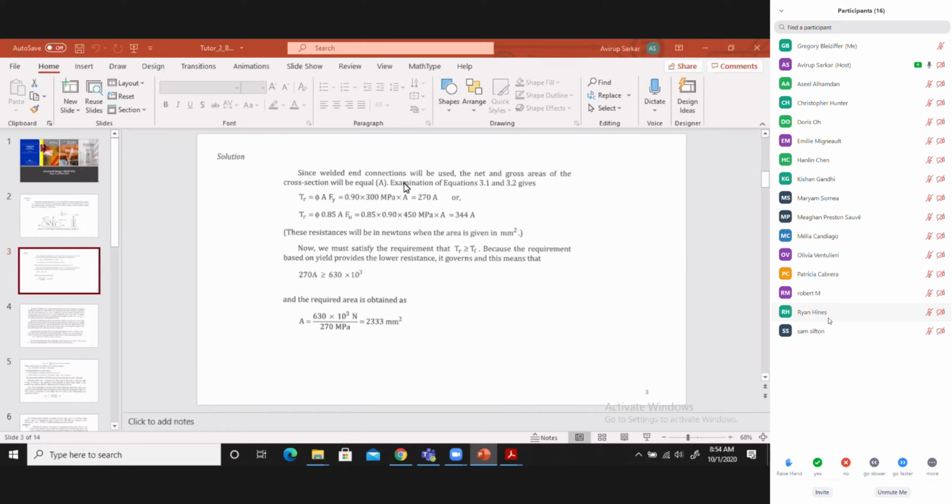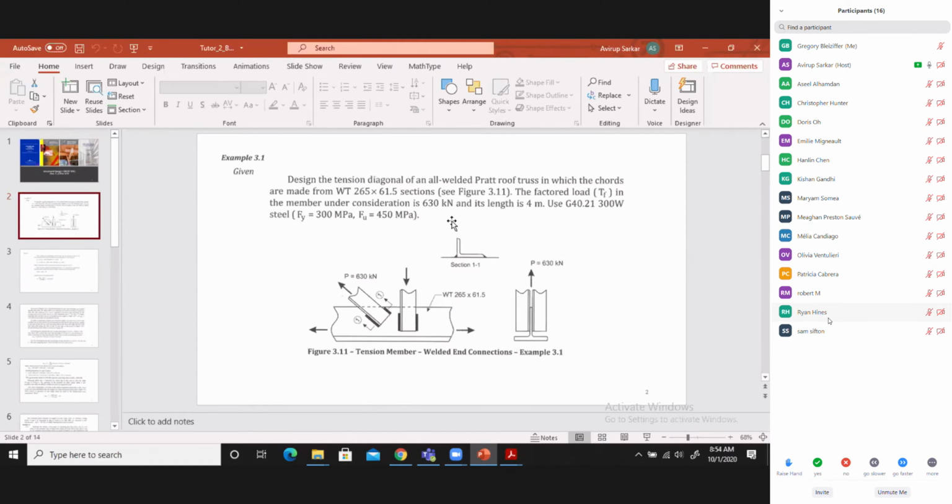So let's see what we get here. The two capacities which we get from equation 3.1 and 3.2 in terms of the area are 270A and 344A. Okay, so we take the lower one because if the lower capacity is greater than the factored load, then obviously the higher capacity will be greater than the factored load. So we take the lower value of the two and we equate it to the factored load acting on the section, 630 kilonewtons. As you see from the problem statement, the load acting on the structure was 630 kilonewtons.